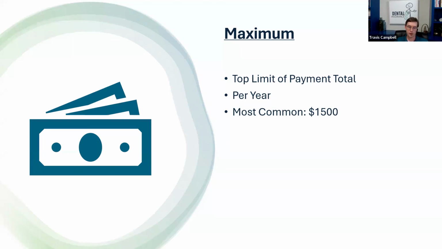That is all they will pay for the year, and it's super important to keep track of this because if you've done, say, $1,400 worth of work, and you have treatment that still costs $500, insurance is not going to pay on the $500. They're only going to pay on the $100 remaining.